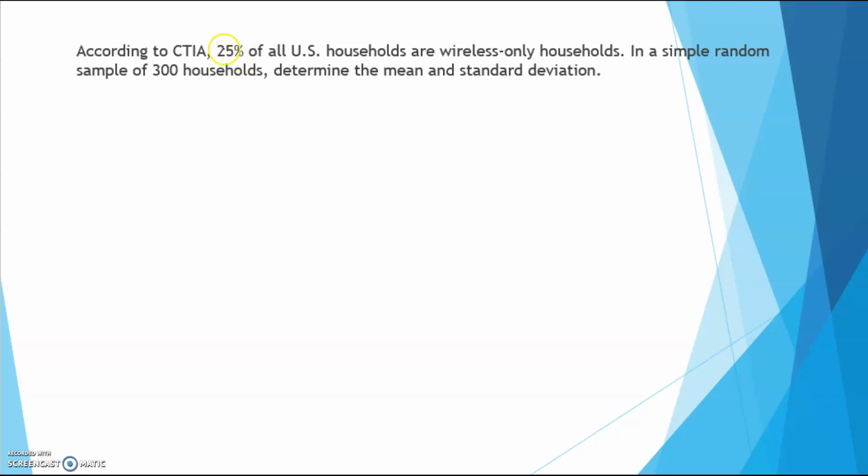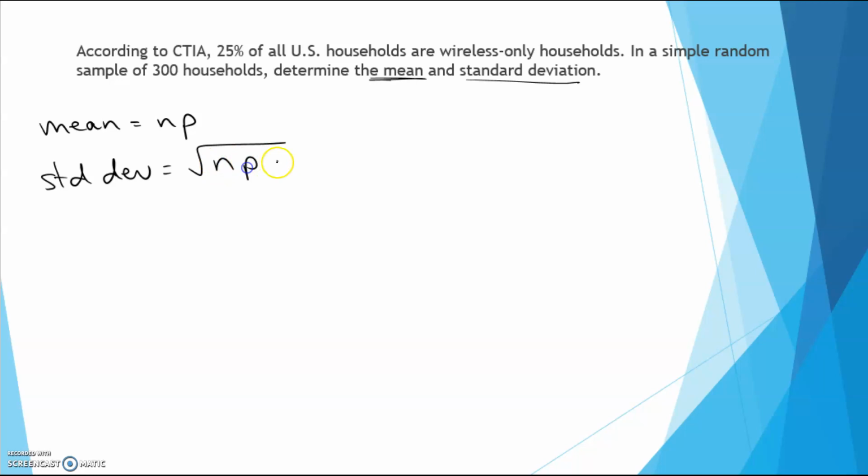Okay? So say that 25% of all U.S. households are wireless-only households. In a simple random sample of 300 households, determine the mean and the standard deviation. Okay, so we'll go ahead and assume for now that this is binomial, which it is, but I'll show you later how to figure that out. So the mean for a binomial distribution is just n times p, and the standard deviation for a binomial distribution is the square root of n times p times q.